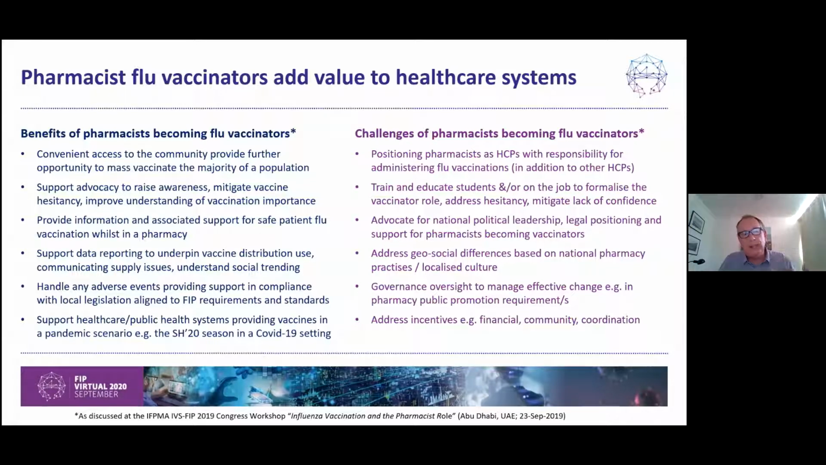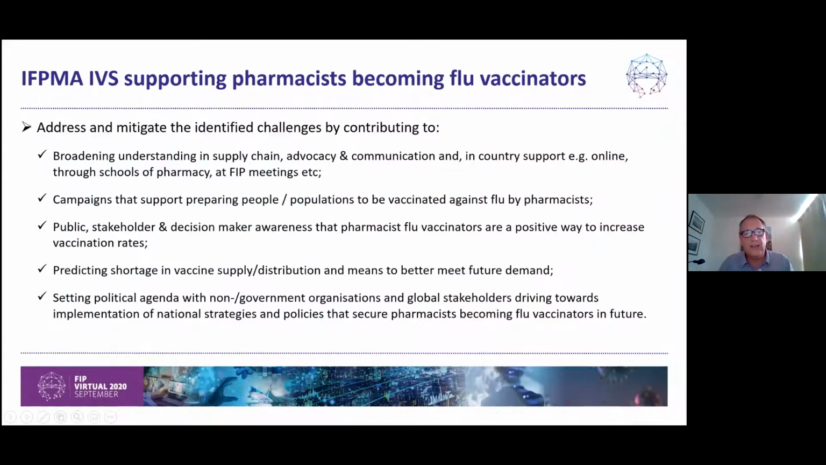So this slide really summarizes what Bram and I presented last year, and we were very grateful to the 100 or so pharmacists who attended that session, who really contributed to a very fruitful discussion that has resulted in this crystallized list of the benefits, but also the challenges and where things need to be addressed to support pharmacists becoming flu vaccinators. We jump to the last slide, next slide.